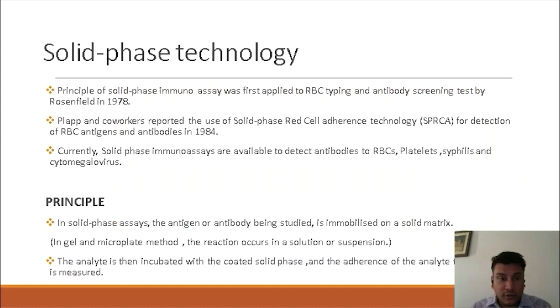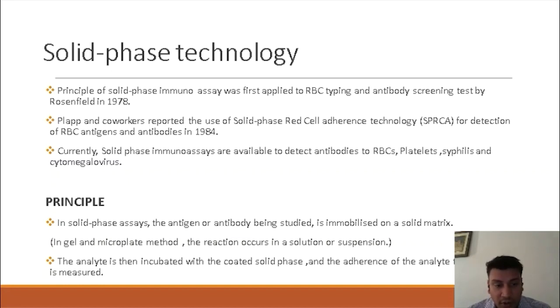We next move on to solid phase technology, which was first applied by Rosenfield in 1978 for RBC typing and antibody screening, and then further used by Plapp and co-workers for detection of RBC antigens and antibodies in 1984. Currently, solid phase immunoassays are available for detection of antibodies to RBCs, platelets, and infectious agents like syphilis and cytomegalovirus.